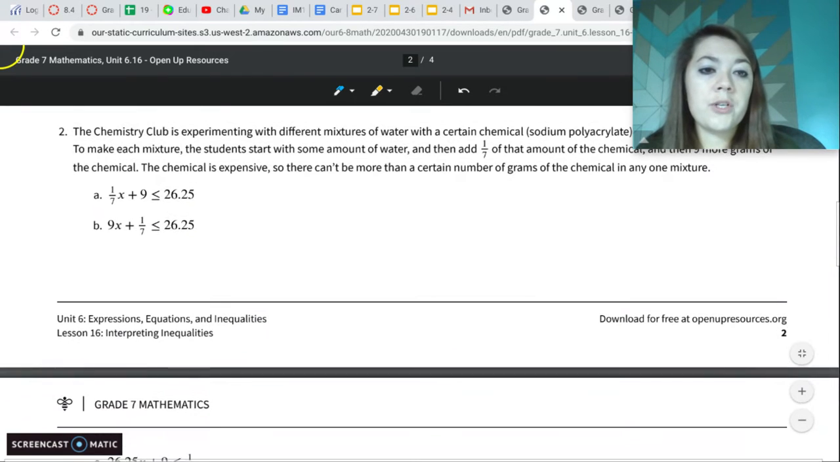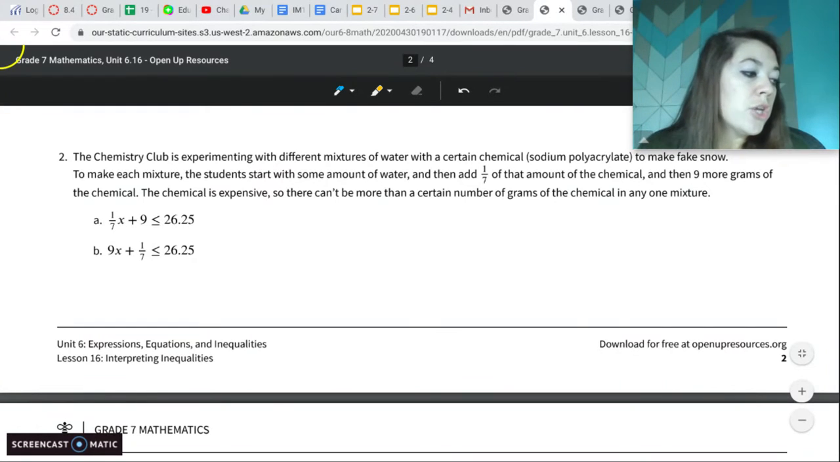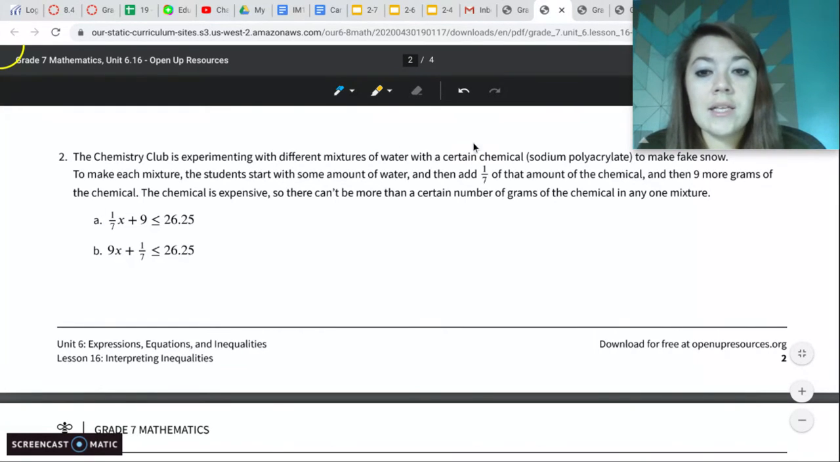All right, for number 2, the chemistry club is experimenting with different mixtures of water with a certain chemical, sodium polyacrylate, to make a fake snow. To make each mixture, the students start with some amount of water and then add 1/7 of that amount of the chemical and then 9 more grams of the chemical. The chemical is expensive, so there can't be more than a certain number of grams of the chemical in any one mixture.